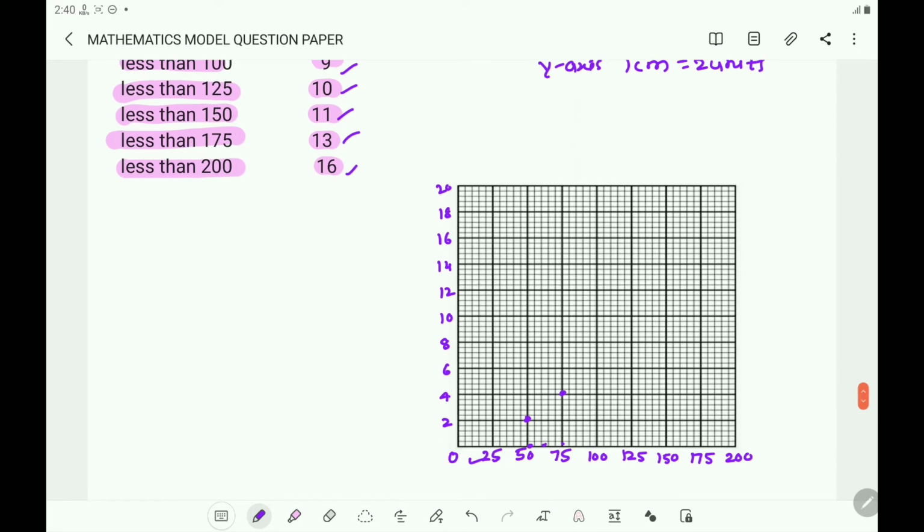Next 109. Then 125, 10. 150, 11. And 175, 13. 175, that is between 12 and 14. 216. So join all these points.